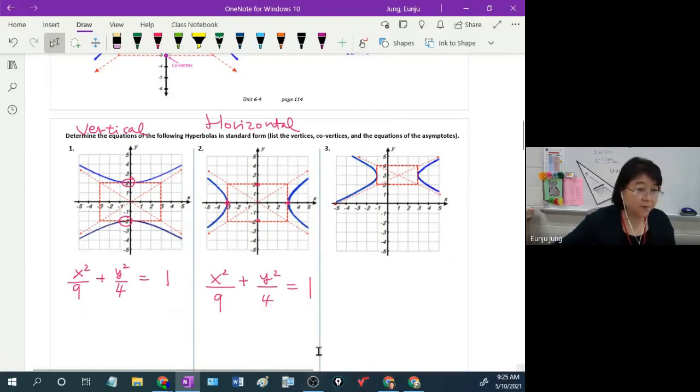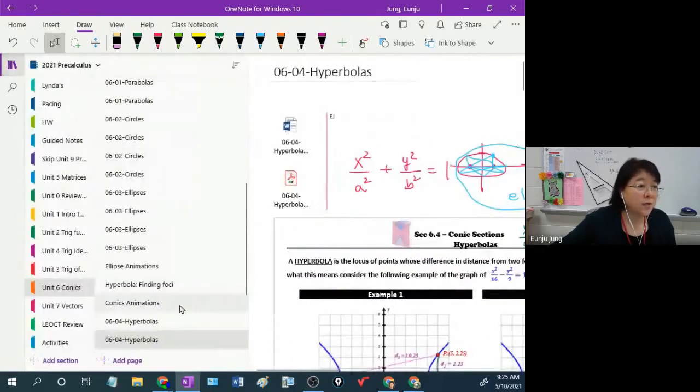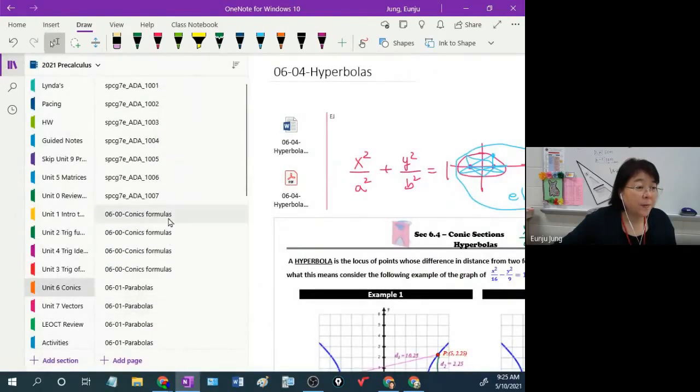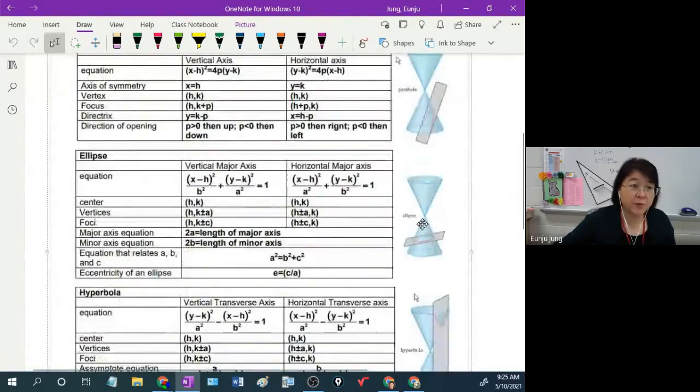What is the difference? Did I choose the numbers right? Yes, because we use the same box. We got the same equation, right? Okay, so let's go to the formula paper over here. It is on the first page also.